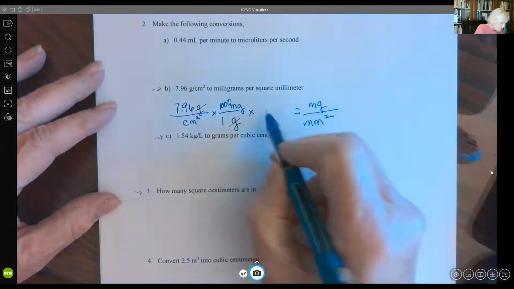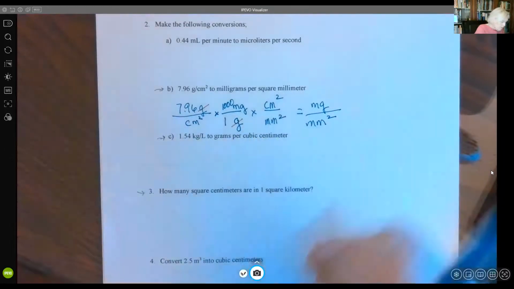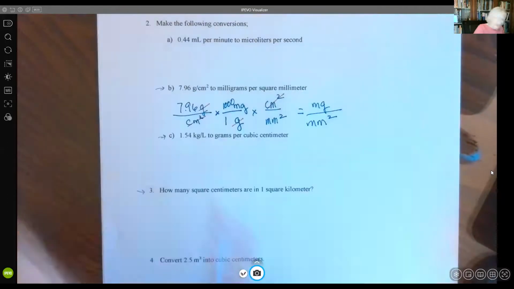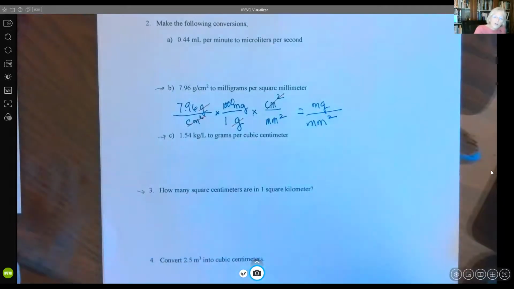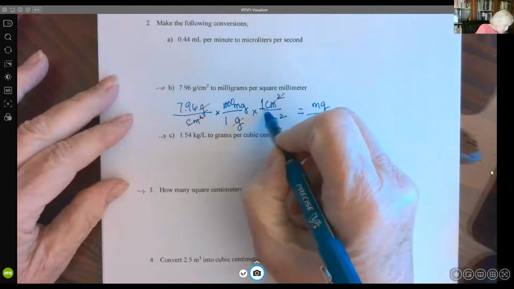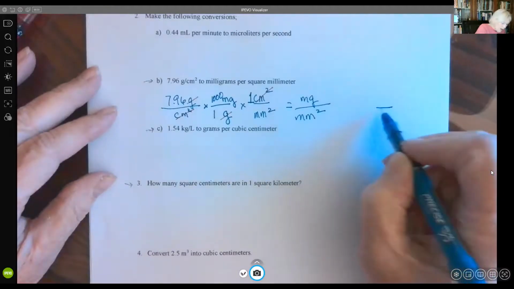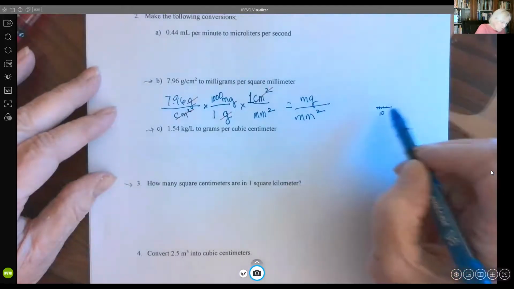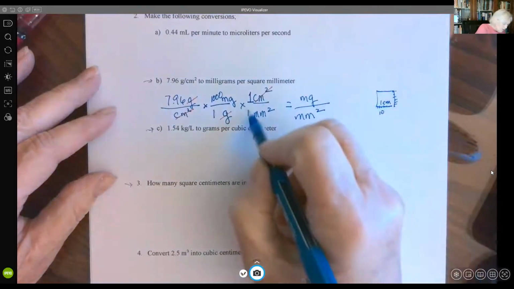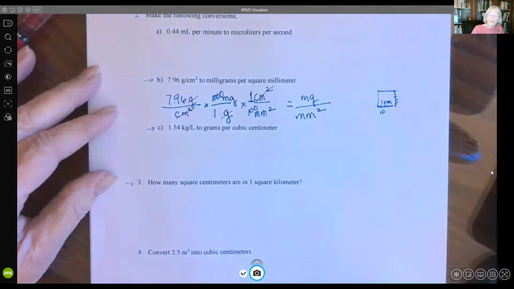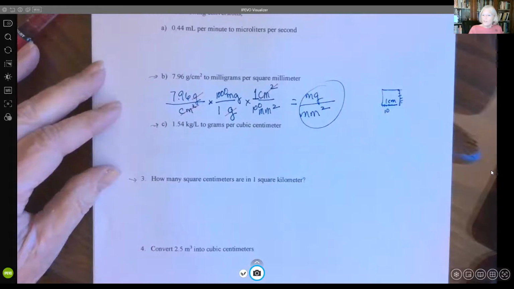Now I want to convert centimeters squared to millimeters squared. That would cross out the centimeters squared and end up with millimeters squared. I have to think of these numbers. What are the numbers that go with 1 centimeter squared has how many millimeters squared? Well, if this is a centimeter, I know that there are 10 millimeters in 1 centimeter. And so if you have a square centimeter, that means you have 100 millimeters squared in 1 centimeter squared. That gets you to the correct units, and you can look up the answer on Schoology.